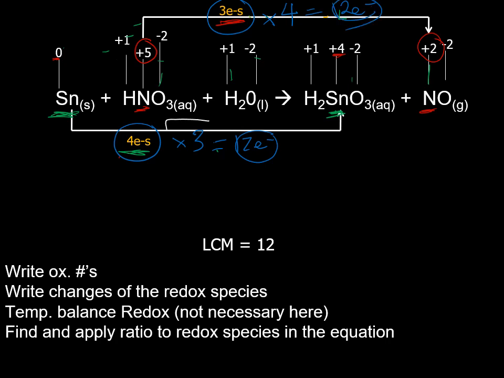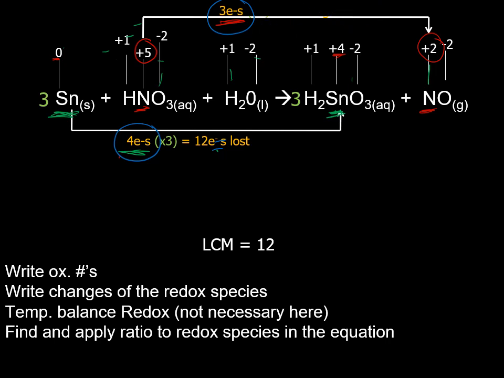So the key is we have to take the one that is going through oxidation and multiply by 3. We have to take the one that is going through reduction and multiply by 4. And that's where we are going to be putting that factor in, a little bit neater writing, that 3 in front of the tin, and do it on both sides. So we end up with 3 on both sides.